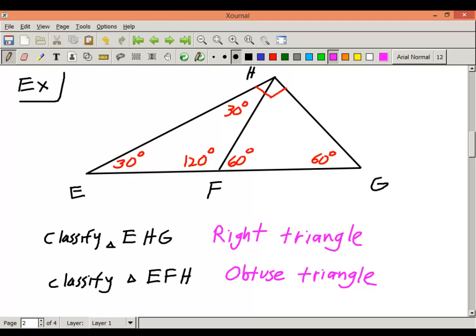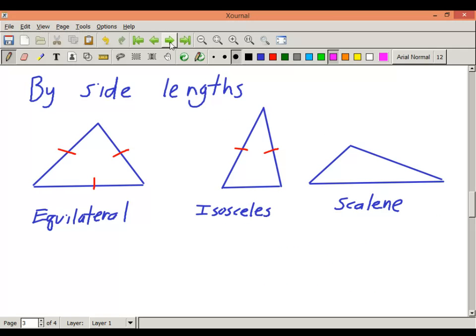Okay, so we mentioned another way to classify triangles is by their sides, by the lengths of their sides. And here we have three triangles. If you look at that first triangle, you'll notice that all three sides are congruent. So that's an equilateral triangle. So an equilateral triangle has three congruent sides.